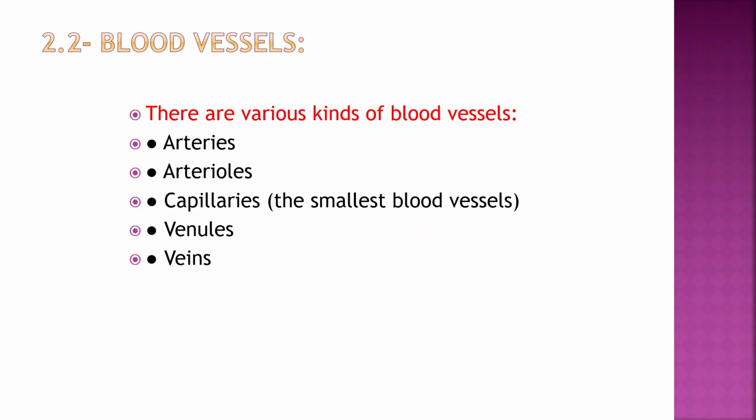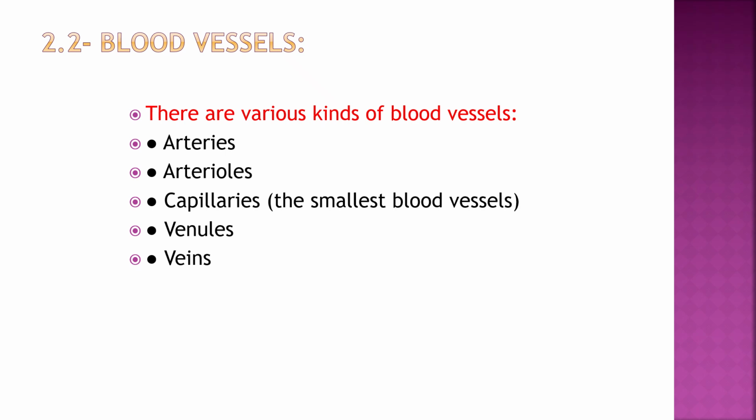So blood vessels, there are few different kinds of blood vessels. So first is artery. It is a blood vessel which carries blood away from the heart. It is thick walled because it carries blood under increased pressure. Then branches of artery are called arterioles. Then smallest branches of the blood vessels are called capillaries. Then capillaries join and form venules, and venules join and form the vein.